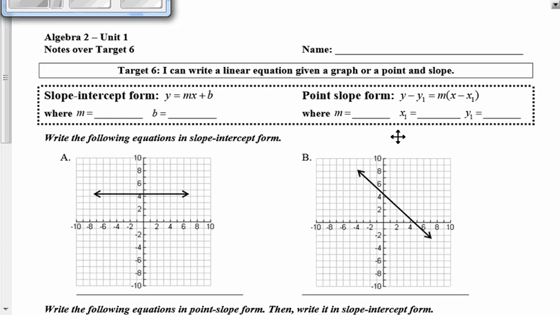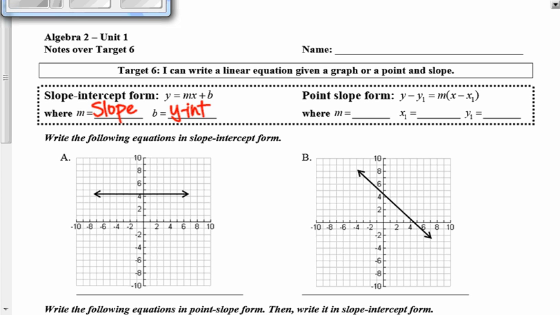So in Target 6, it says I can write a linear equation given a graph or a point and slope. So we're going to be working backwards here. I'm going to give you some information, and then you're going to tell me the equation that would represent that information. So we'll start off here with something we already know a little bit about, slope-intercept form, y = mx + b. Hopefully you already know that m stands for slope, and b is your y-intercept.